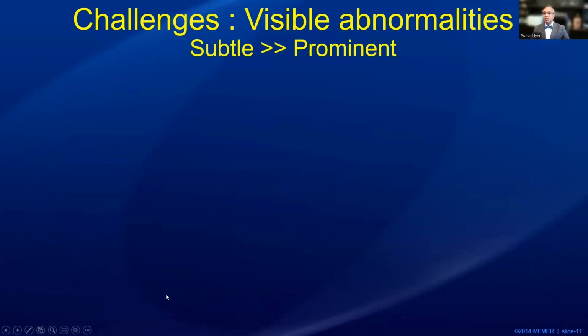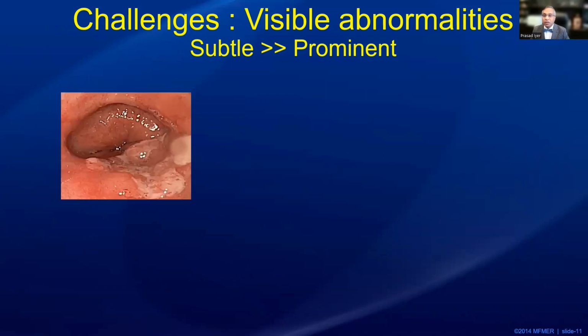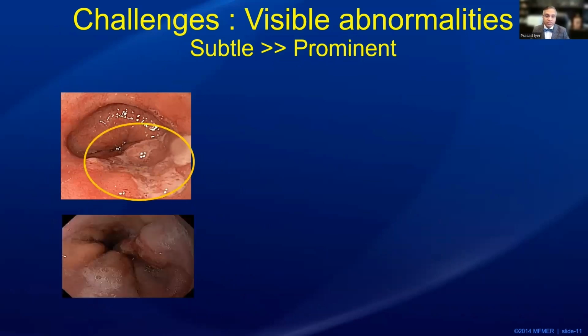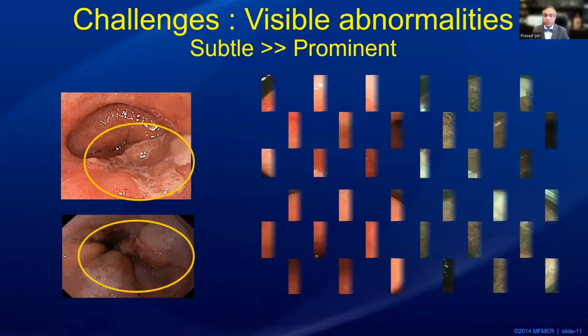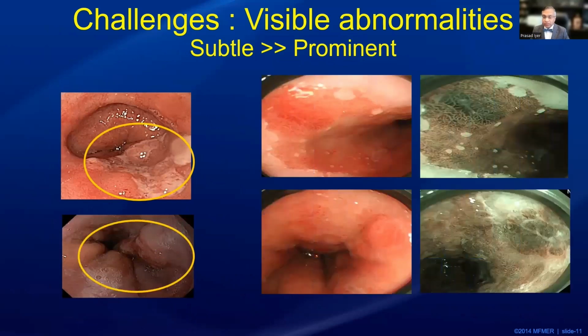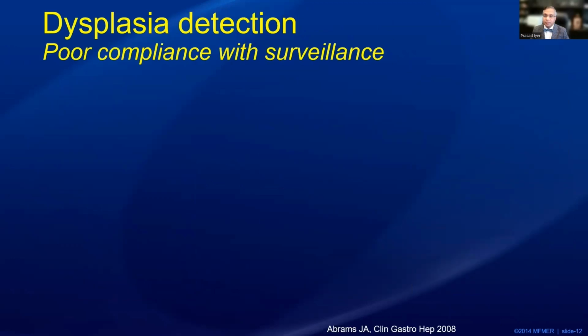Now, this is all well said and done, but we know that there are several challenges in endoscopic surveillance. So the first challenge is that visible abnormalities are occasionally prominent, like this, a depressed lesion, or like this, an elevated lesion, but more often than not, they are subtle. And you really have to spend your time cleaning the esophagus, examining the esophagus in white light and narrowband imaging, and really picking up some of these subtle lesions.